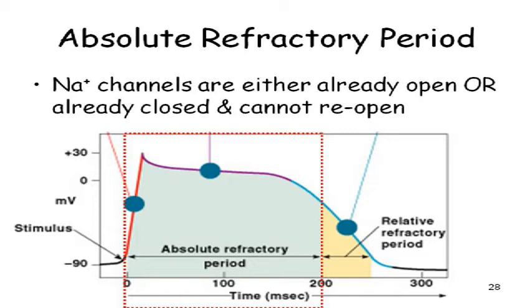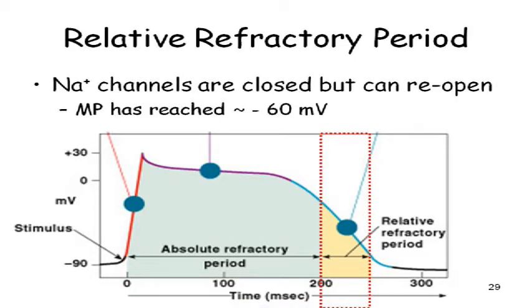Make sense? So as the membrane of the cell does this, calcium is already in here, contraction is happening. It doesn't matter if you try to give more signals, nothing's going to happen because the cell's already contracting. The relative refractory period, what's happening right here in this part of the curve? It's repolarizing. So at this point, if you do send more signals, if the SA node is firing faster, then you can get depolarization again. This muscle cell will respond again.